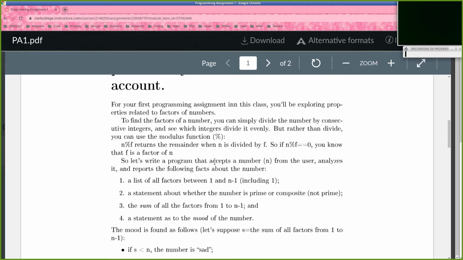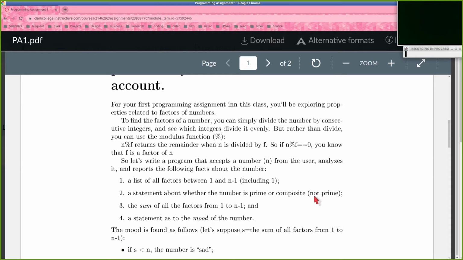And so basically you're going to write a program that asks the user to enter a number and then does some analysis on it. And the analysis should be the following 4 things. First, I want to see a list of all the numbers that divide your number n. And you should include the number 1. So if I type the number 8, you should print out 1, 2, and 4. Those are all the things that divide 8.